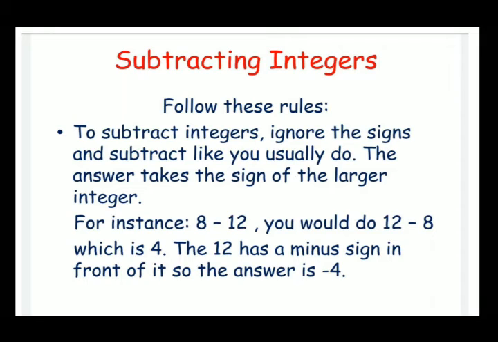Next, for subtracting integers, here are the rules. To subtract integers, ignore the sign and subtract like you usually do. The answer takes the sign of the larger integer. Minus 12 is there. So what do you have to do? 12 minus 8 you have to do, which is 4. The 12 has a minus sign in front of it. So the answer is minus 4.